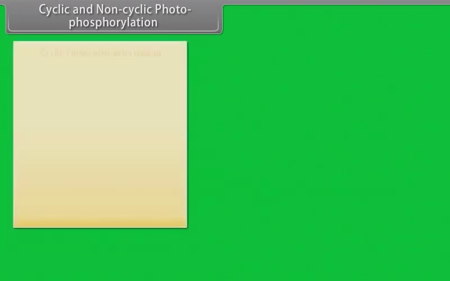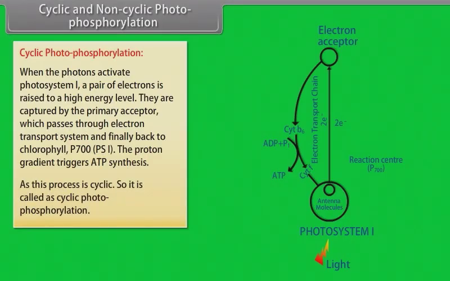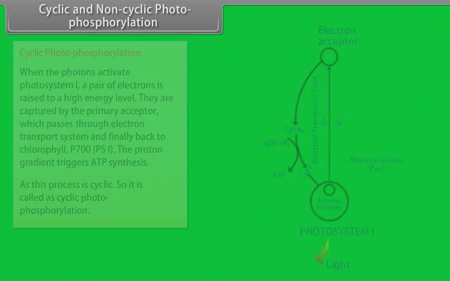Cyclic and non-cyclic photophosphorylation. Cyclic photophosphorylation. When the photons activate photosystem 1, a pair of electrons is raised to a high energy level. They are captured by the primary acceptor, which passes through electron transport system and finally back to chlorophyll P700 or PS1. The proton gradient triggers ATP synthesis. As this process is cyclic, so it is called cyclic photophosphorylation.